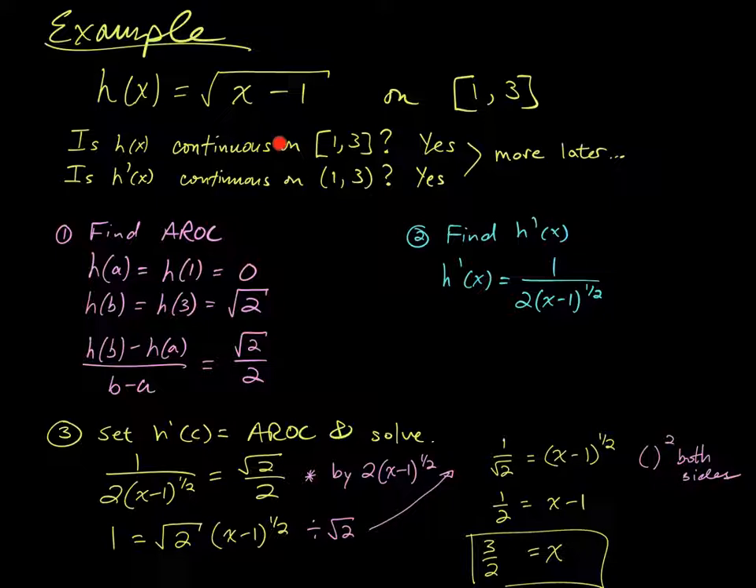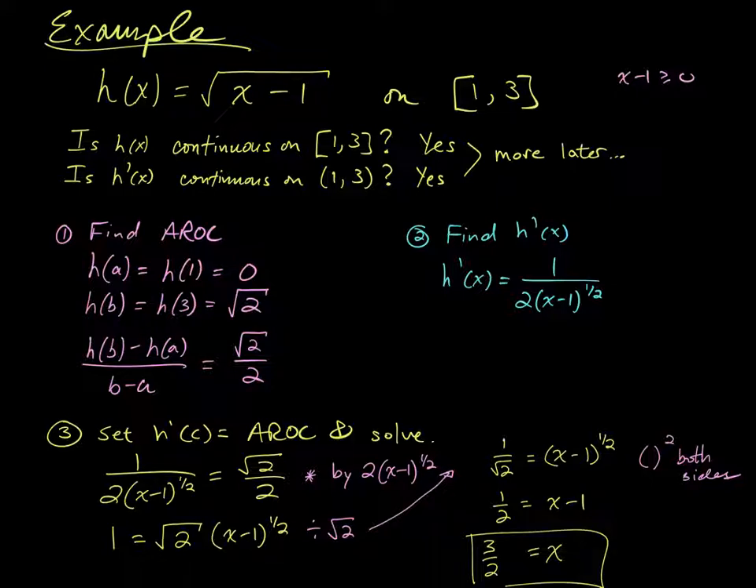We check that h of x is continuous on 1 to 3, and yes, it is. And this is not a polynomial, this is a square root function. So if you want to see where this function even exists, you can take the radicand, or that which is on the inside of the radical, and set x minus 1 bigger than or equal to 0. We set it to be bigger than or equal to 0 because you have to take the square root of a number that's 0 or bigger.